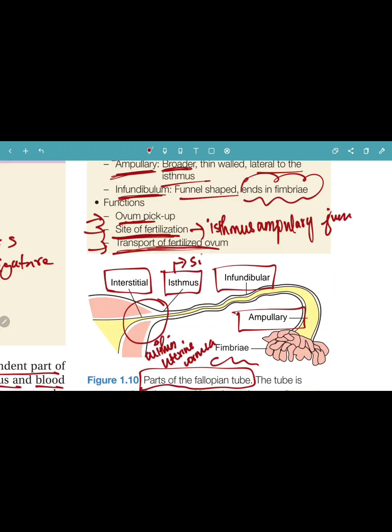Isthmus is the site for tubal sterilization. Isthmus is the site for tubal sterilization.